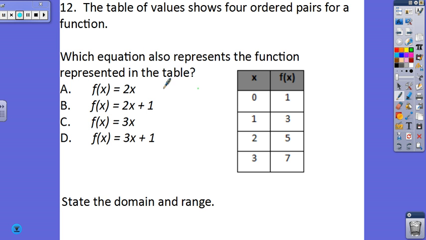If I look at a table and I'm trying to determine which function it represents, all I have to do is plug in my x's to determine which one works. When I plug in 0, neither of these work, but both of these do. So I have to plug in 1 to determine which one gives me a value of 3. This is going to be the one that gives me a value of 3. This will give me a value of 4. So this is the one that works. Stating the domain and range, here is my domain, and here is my range. All I have to do is list them out.